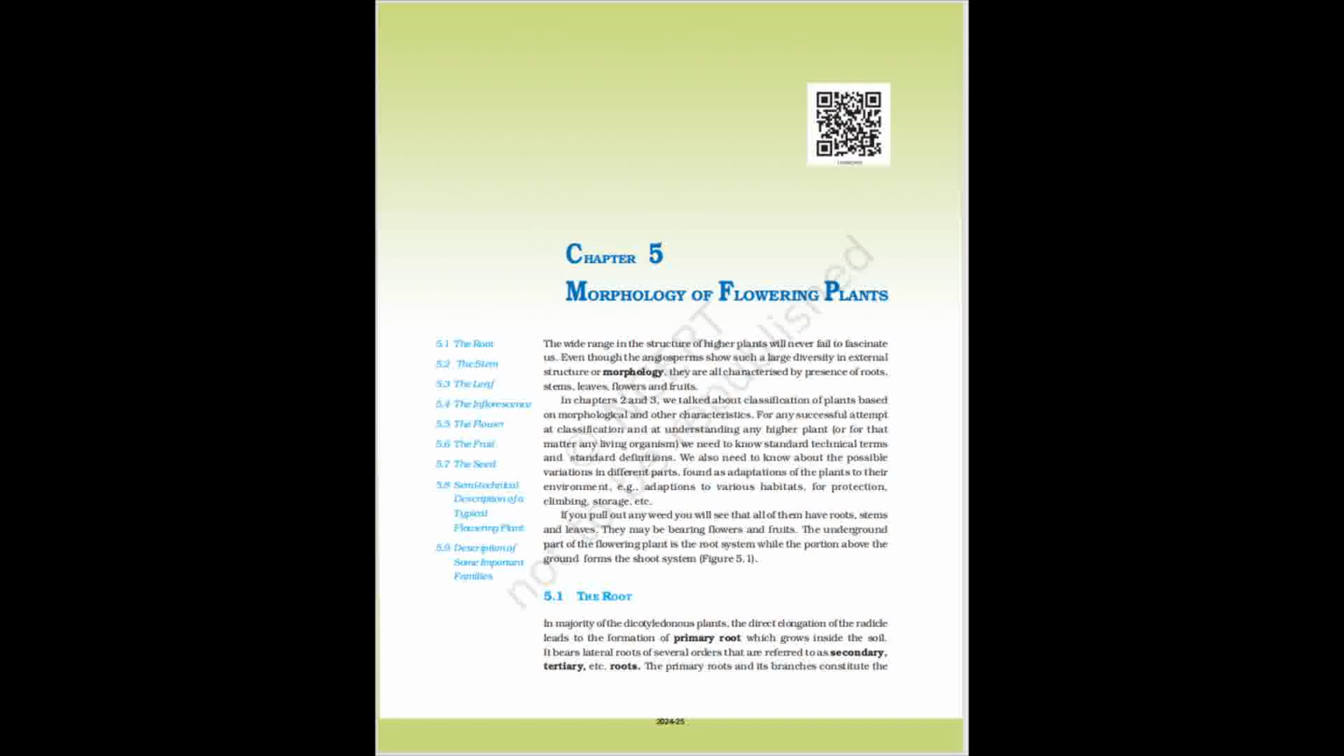5.2 The stem. What are the features that distinguish a stem from a root? The stem is the ascending part of the axis bearing branches, leaves, flowers, and fruits. It develops from the plumule of the embryo of a germinating seed. The stem bears nodes and internodes. The region of the stem where leaves are borne are called nodes, while internodes are the portions between two nodes. The stem bears buds, which may be terminal or axillary.